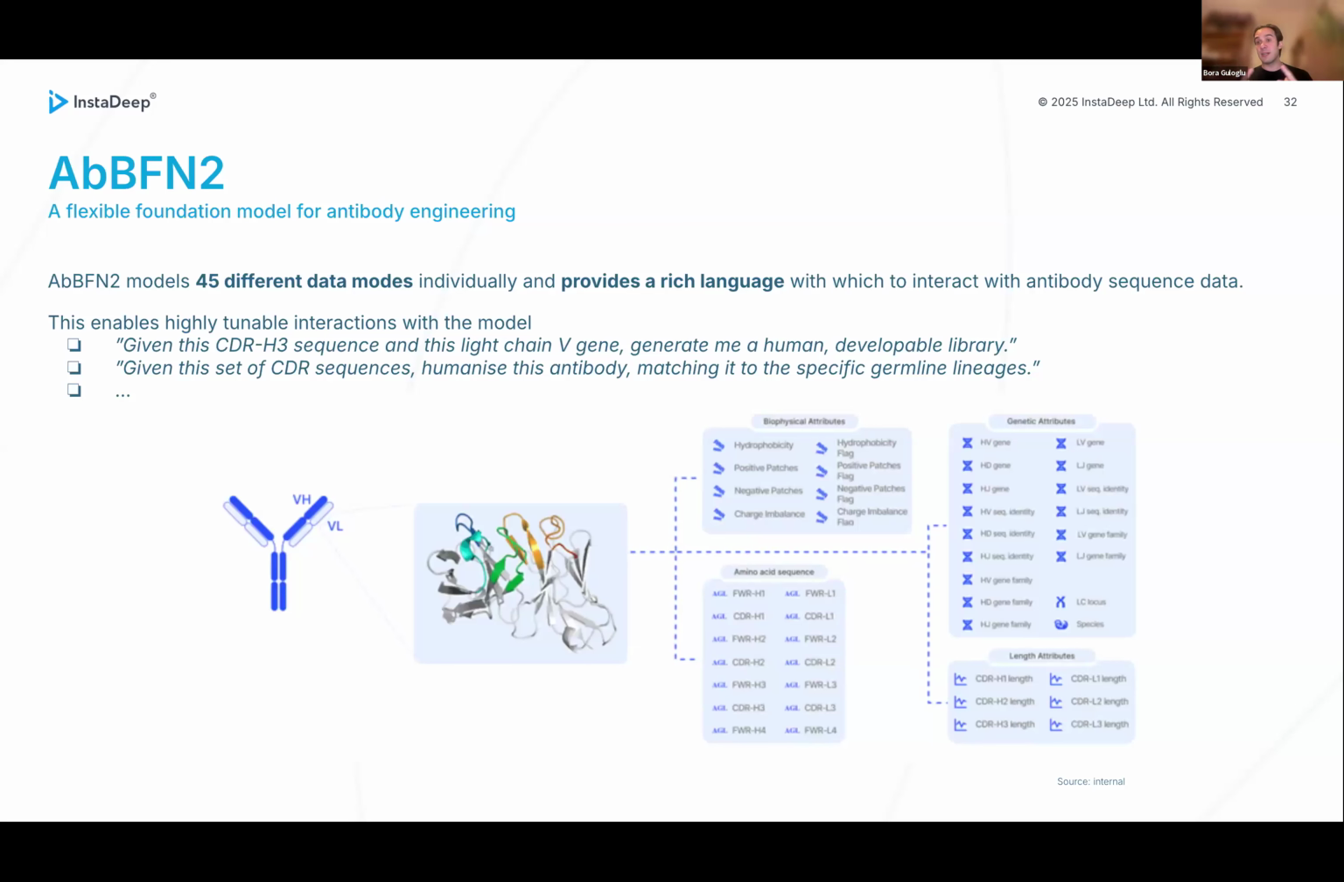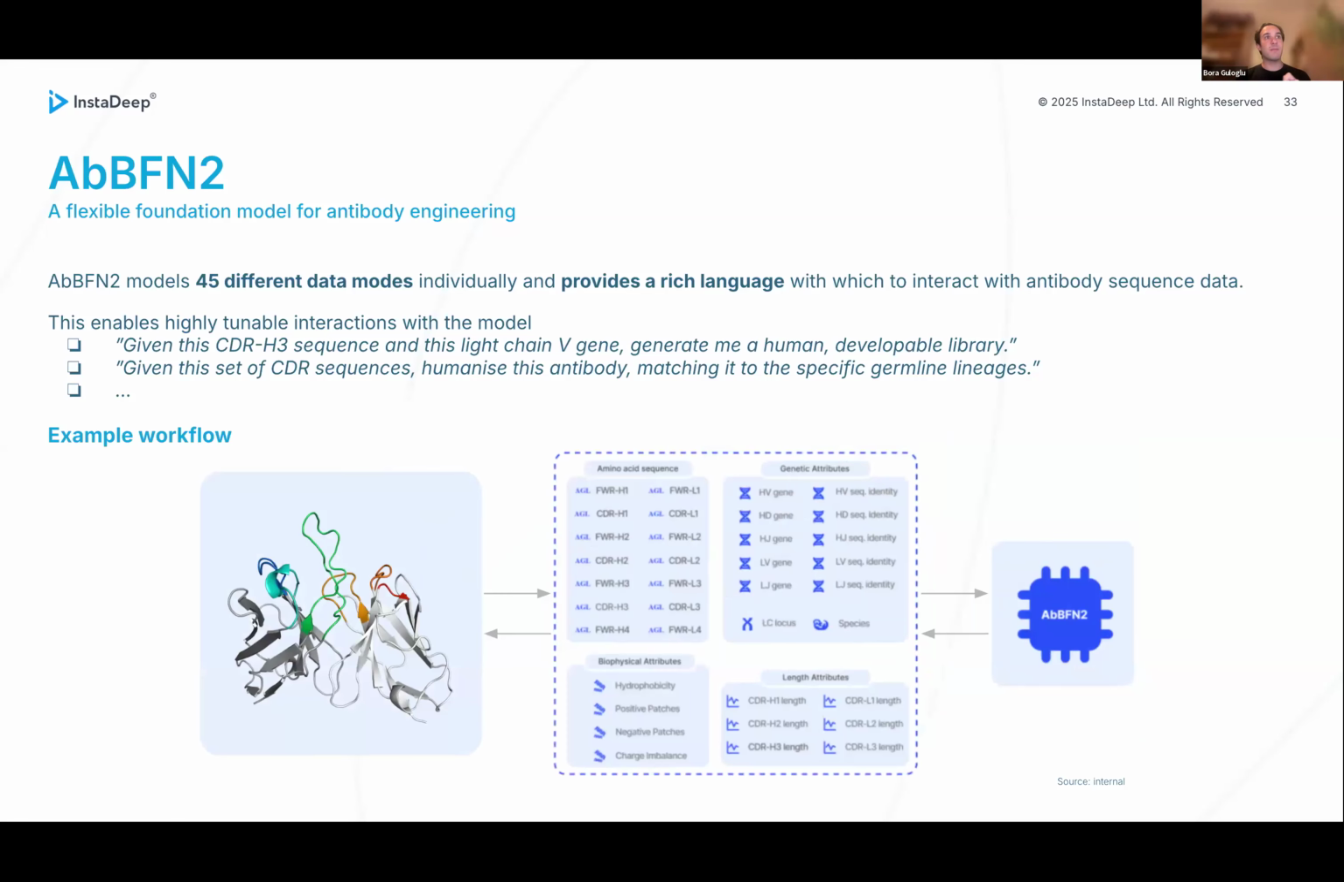Once we have all of these 45 data modes, we have essentially generated a really rich syntax or grammar that allows us to interact with the model, right? So if we think about these sentences that I've provided here, given the CDRH3 sequence and this light chain V gene, I would like a human developable library of sequences. These are all tasks that we encounter quite often in the design process, and they can all be expressed using a combination of these data modes that I've described.